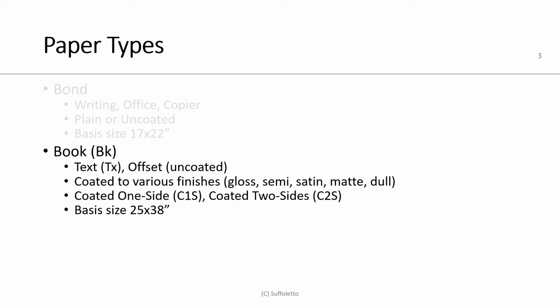But book and text can also be coated and have various finishes from gloss to semi-gloss to satin to matte to dull. And the coating can be on one side called C1S, or it can be coated on two sides called C2S. And the basis size for a book or text is 25 by 38.